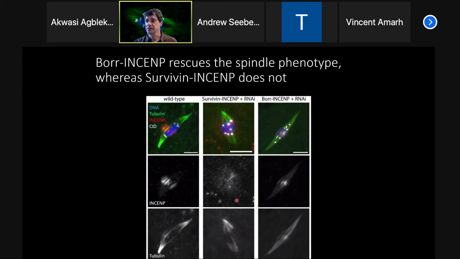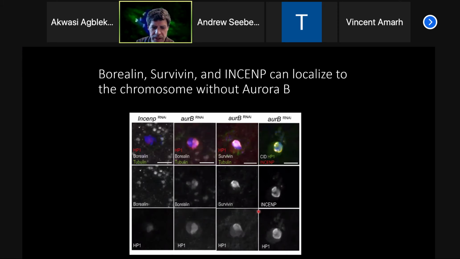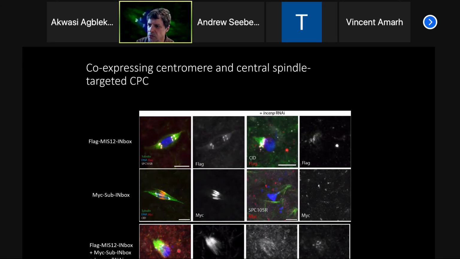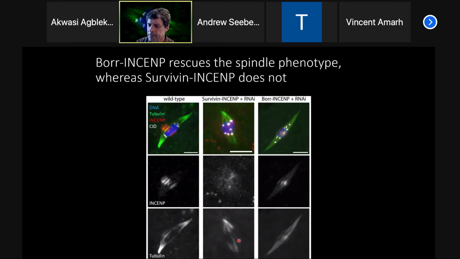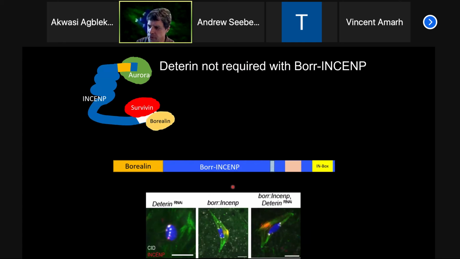So borealin seemed to be sufficient to target INCENP for spindle assembly. And if we go back to what I said earlier about needing both chromosome and microtubule targeting, it seemed that borealin could do both things. It could target INCENP to the chromosomes, and then it could target it to the microtubules. Survivin was stuck on the chromosomes. So looking at borealin became very important. It seemed to be able to target INCENP correctly, and it could even do it without the other subunits.